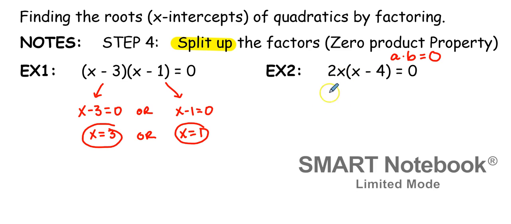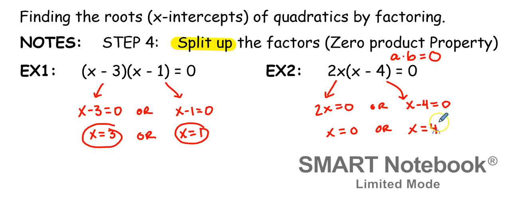Moving over here to the second example, I've got 2x times x minus 4, and we're going to take the same approach. We're going to say either the 2x has to be 0 or the x minus 4 is 0. And we can solve it from there. We would divide by 2, and 0 divided by 2 is going to be 0. So either x is 0 or x is positive 4, and those are my roots for this quadratic, example 2.